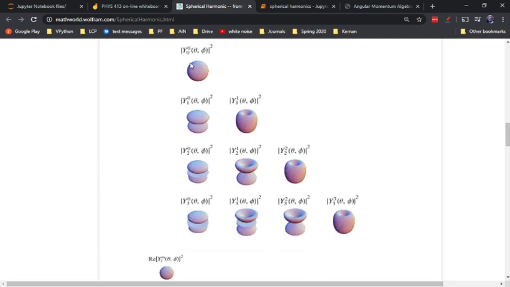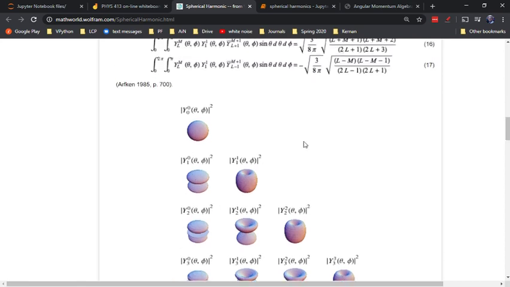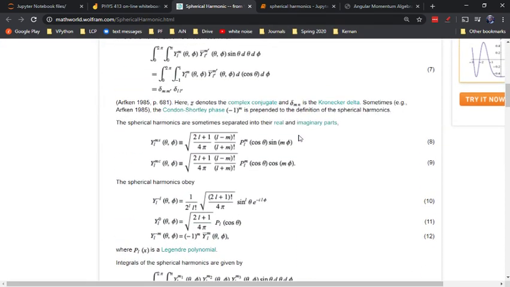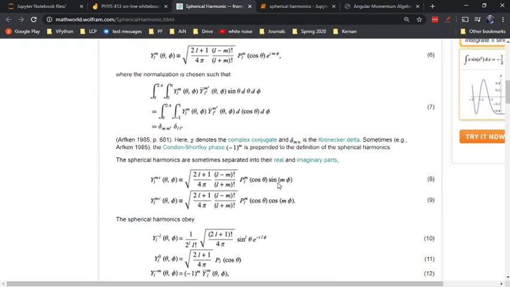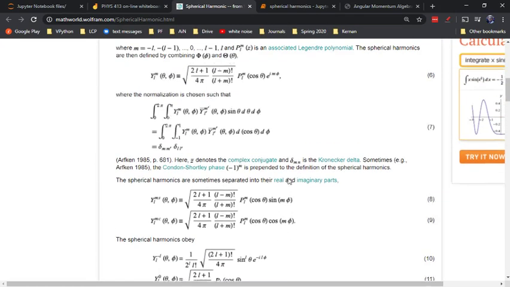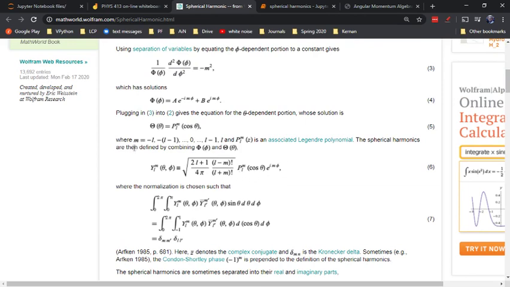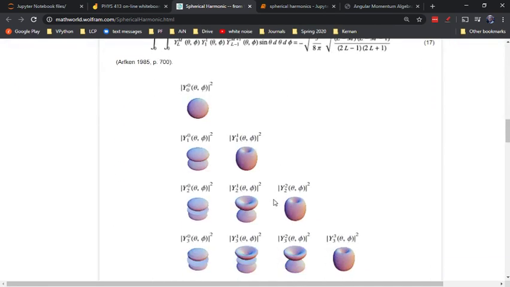So remember, these things are labeled in terms of L and M. L is on the bottom, M is on the top. M has to be less than or equal to L in terms of magnitude. And you notice they're only showing you the positive M's, because M only makes a difference over here, whether it's positive or negative, in the e to the im phi. And since we're taking the modulus, this piece goes away. So positive or negative M doesn't really make a difference there. So this is what they look like.